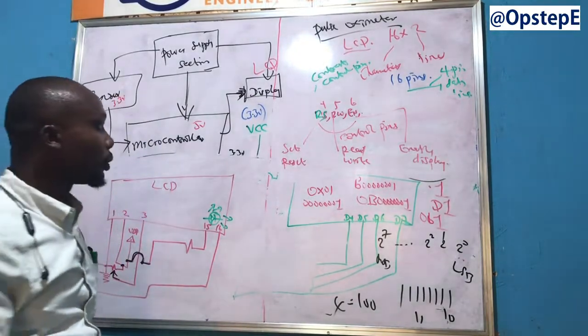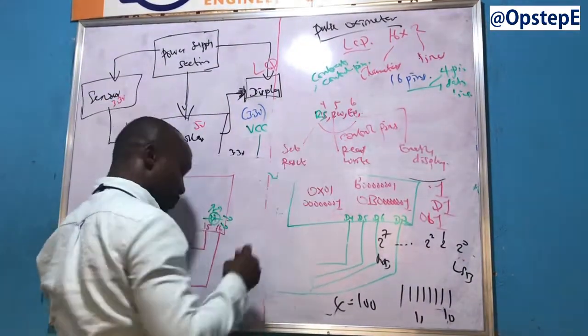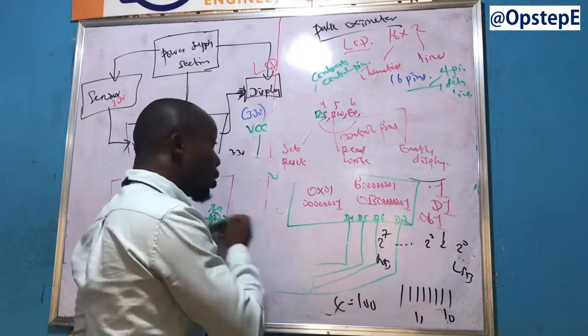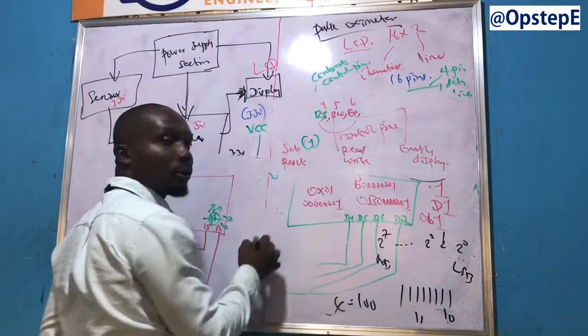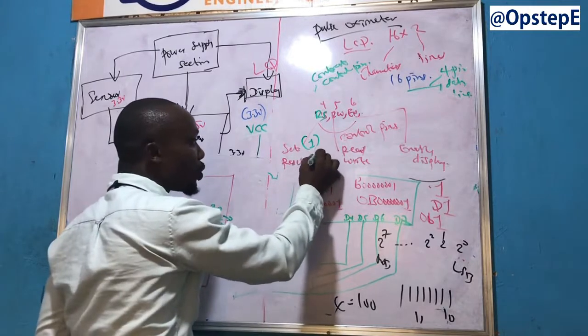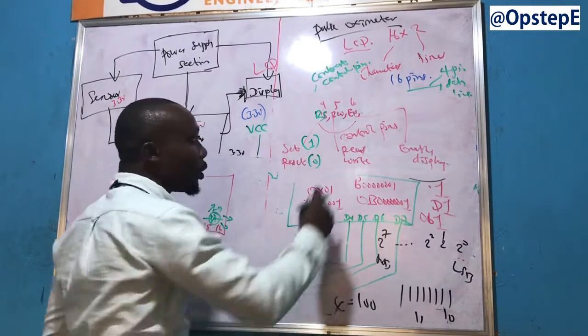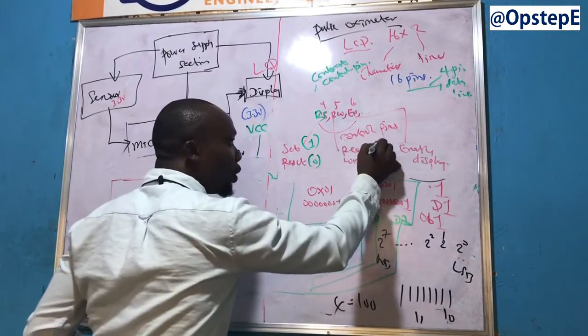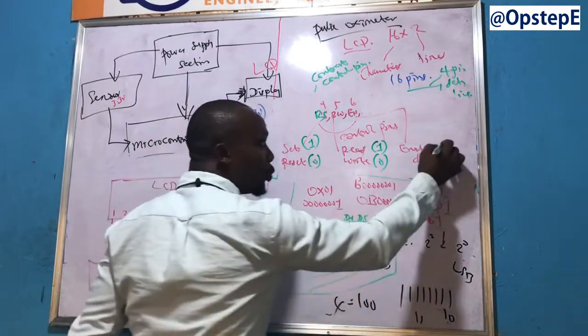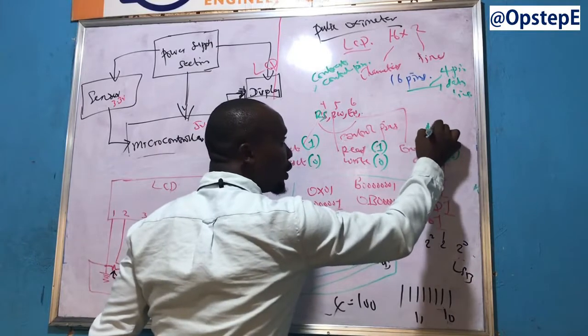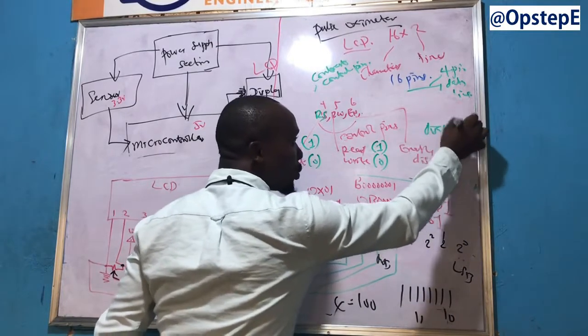And these are the functions. When you say set, what you're actually doing is issuing a high to that pin. Your reset, you're issuing a 0 to the pin. When you read, you are issuing a 1 to the pin. When you write, you're issuing a 0. When you enable, you are issuing a 1. When you disable, you are issuing a 0.